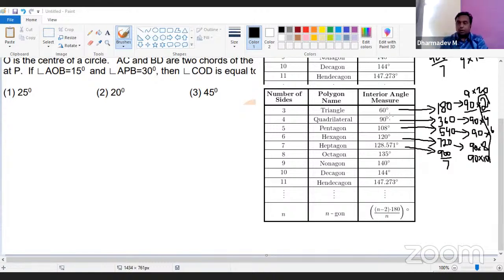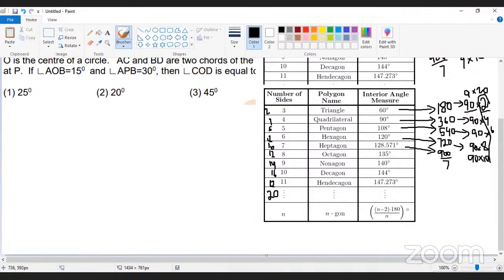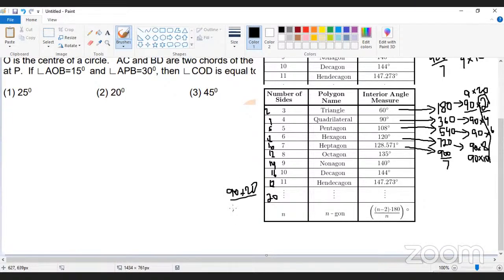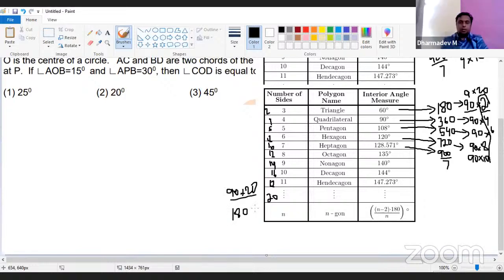So for 3, I'm multiplying 2. Next is quadrilateral. This is 4, 2, 4, 6, 8, 10. So 12. Next 14, 16, 18. When it comes for 12, how many times am I going to multiply? 20. So 90 times 20, how much do you get? 1800. Good. So this is without doing it with your formulas.